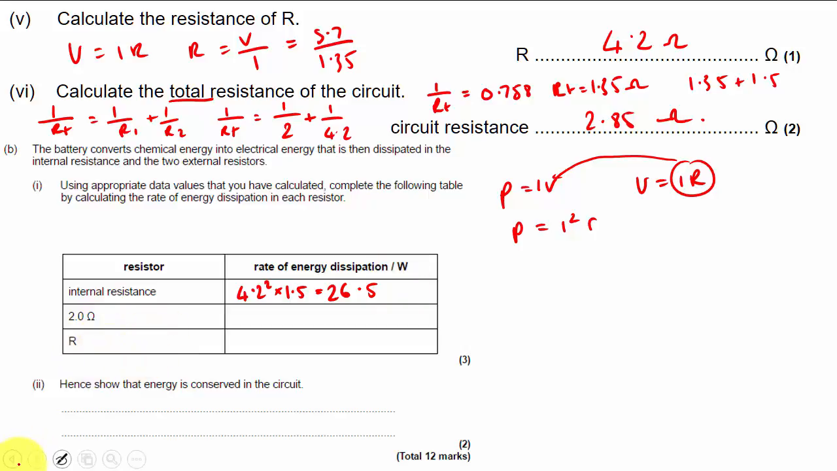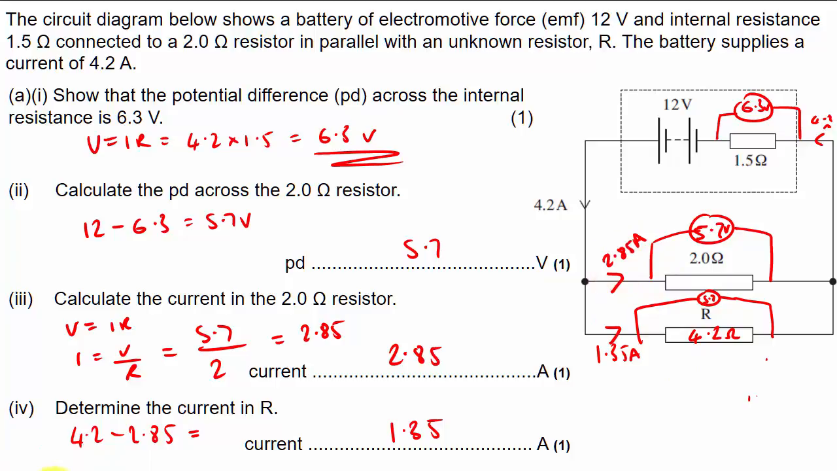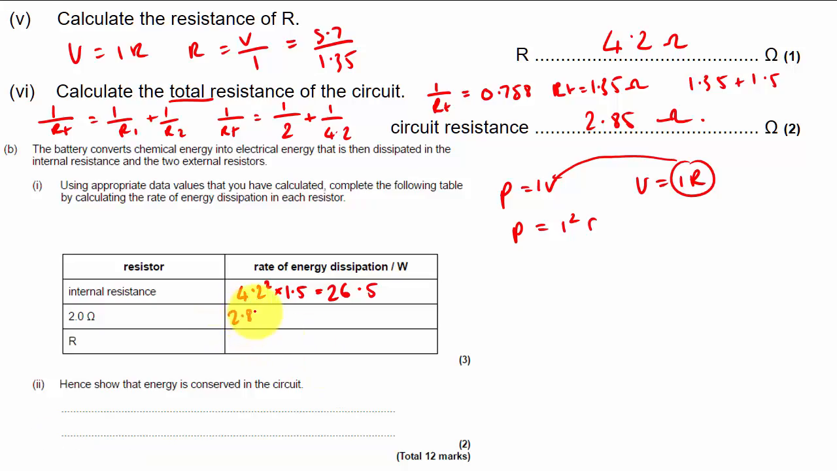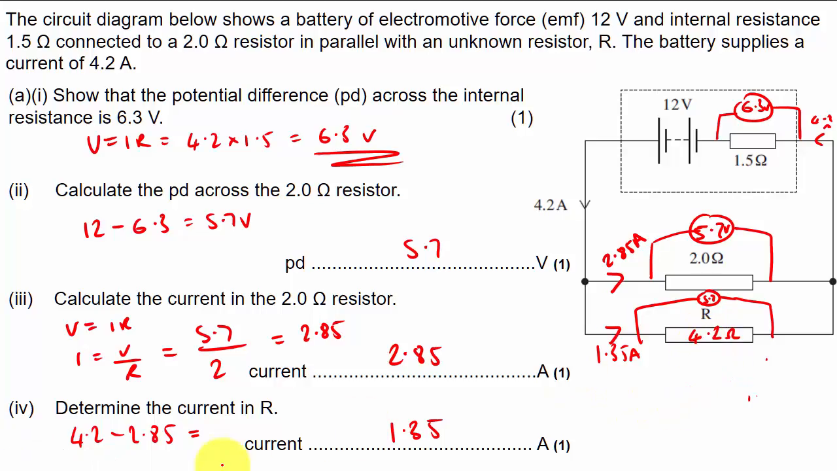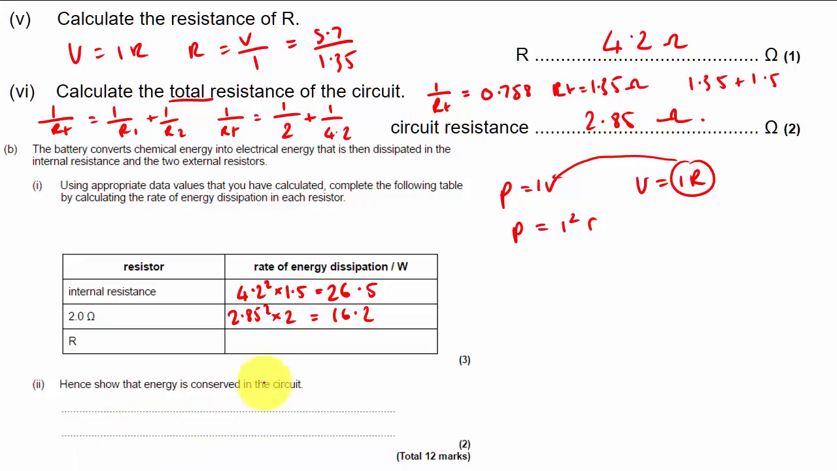Okay, so for the 2 ohm resistor, I have to remind myself what the current flowing through it is. It's 2.85, so it's going to be 2.85 squared times 2, and when calculated this gives me a value of 16.2. The resistance that I calculated, which is 4.2 ohms, has a current of 1.35, so 1.35 squared. Again, I'm just applying P equals I squared R each time, times the resistance, which was 4.2, and when calculated that gets me 7.7.